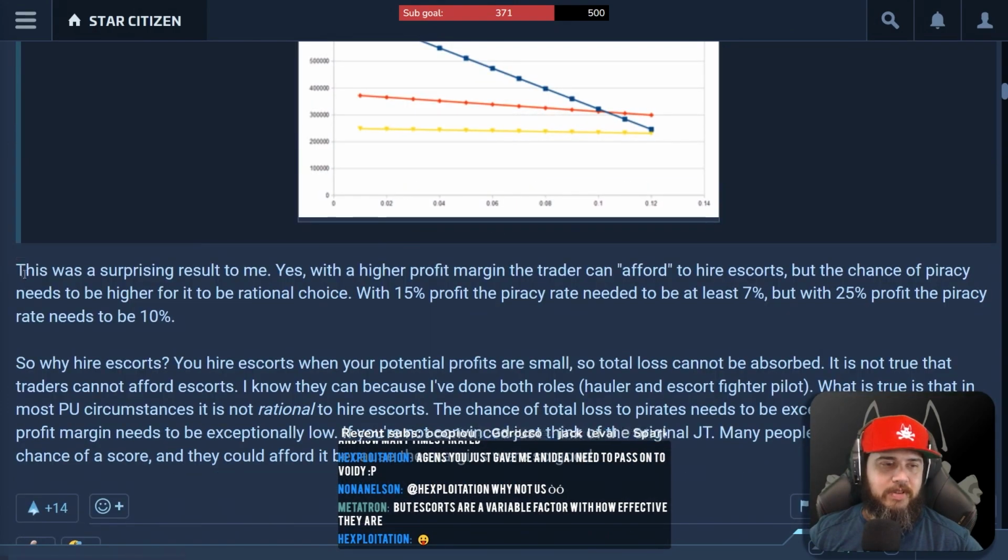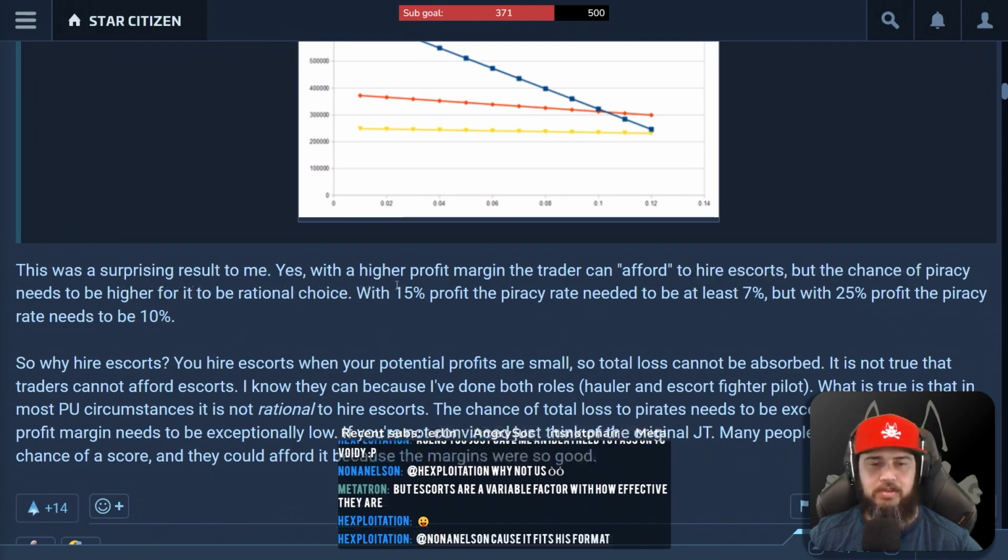Alright, now this is how they finish. This was a surprising result to me. Yes, with a higher profit margin, the trader can afford to hire escorts, but the chance of piracy needs to be higher for it to be a rational choice. With 15% profit, the piracy rate needs to be at least 7%, but with a 25% profit, the piracy rate needs to be 10%. So why hire escorts?